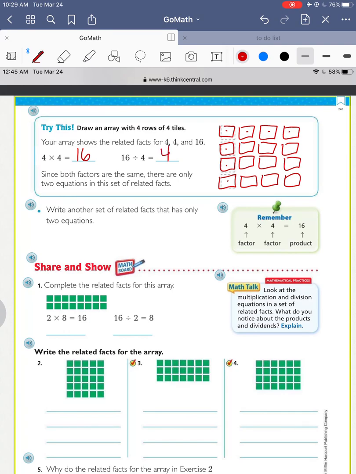Since both factors are the same, there's only 2 equations. Same with addition and subtraction. If we did 2 plus 2 is 4, then we can't flip-flop that because it's the same thing. So you don't need to write 2 plus 2 equals 4 twice. And then it would be 4 minus 2 is 2. Same thing. So if you have doubles, there's no need to write it 2 times for your related facts because it's the same both times.